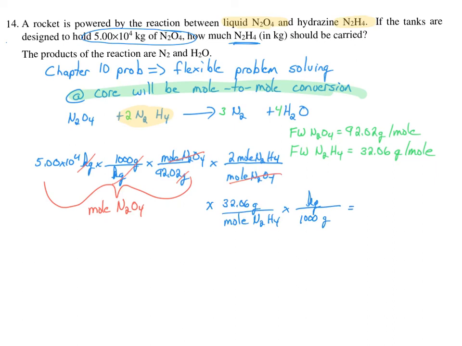Now before we churn through the math, we'll first check our units. Our moles of N2H4 cancel out. Grams with grams. Our surviving unit is kilograms, which is the unit we want. When we churn through the math, we get 3.48403 times 10 to the fourth kilograms, and we can only justify 3 sig figs, so it's 3.48 times 10 to the fourth kilograms.